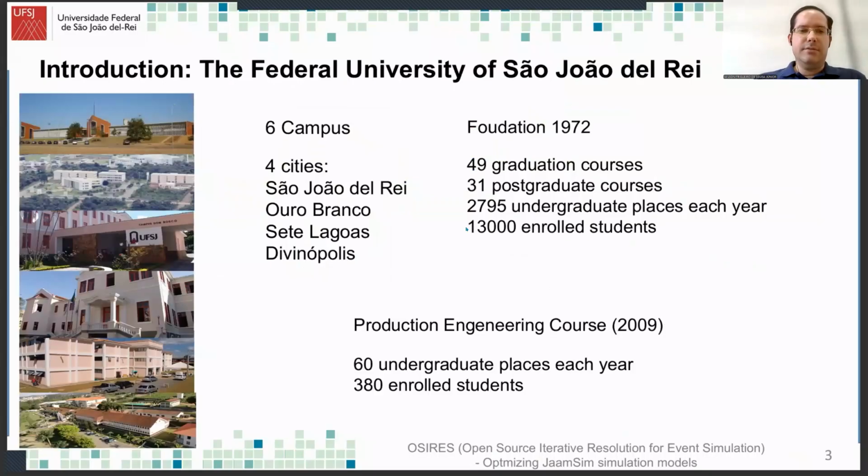And the university itself has 6 campuses in 4 cities and 49 graduation courses, and about 13,000 enrolled students. And the majority of my time, I lecture courses in the production engineering course, that each year offers 60 places for undergraduates, and now has about 380 students enrolled.